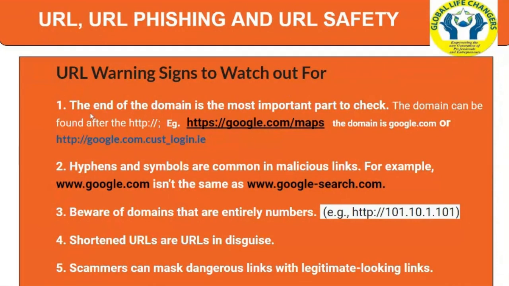So the end of the domain is the most important part to check. The domain portion of a URL is what gives you insight into the source of a link. The domain can be found right after the HTTP colon two forward slash. So just take a look at this. This is the domain, google.com.